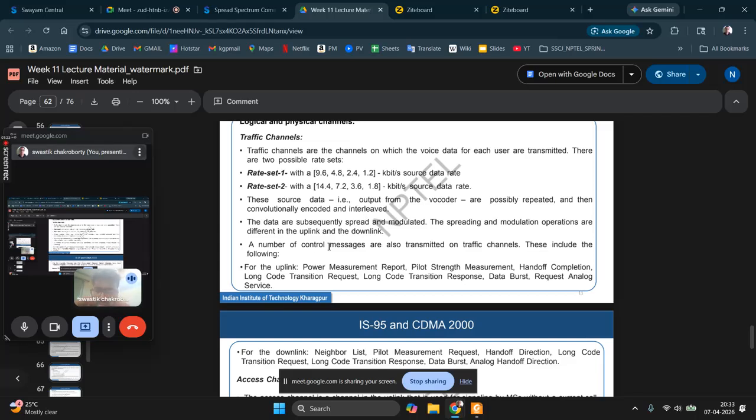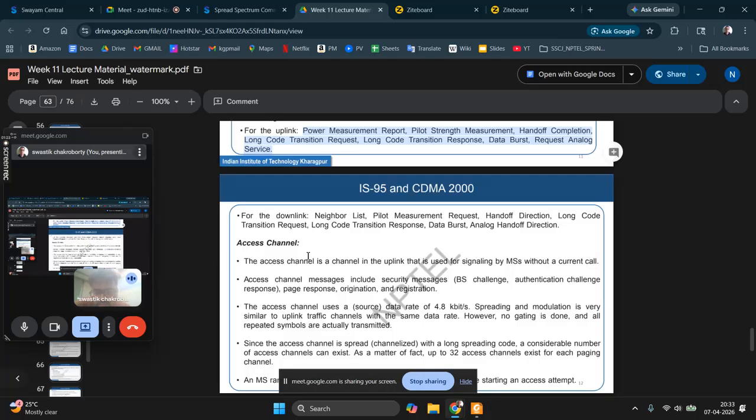The spreading and modulation operations are different in the uplink and downlink. A number of control messages are also transmitted on the traffic channel. For the uplink, these include power measurement report, pilot strength measurement, handoff completion, etc.